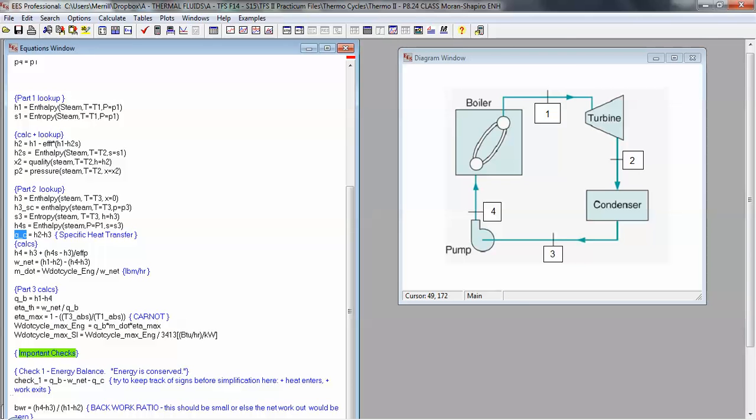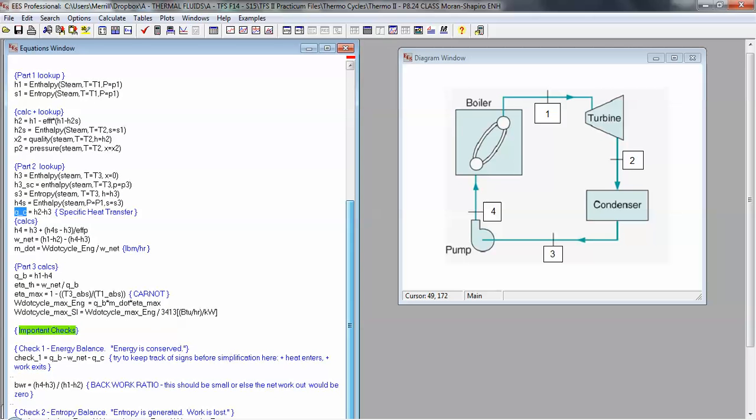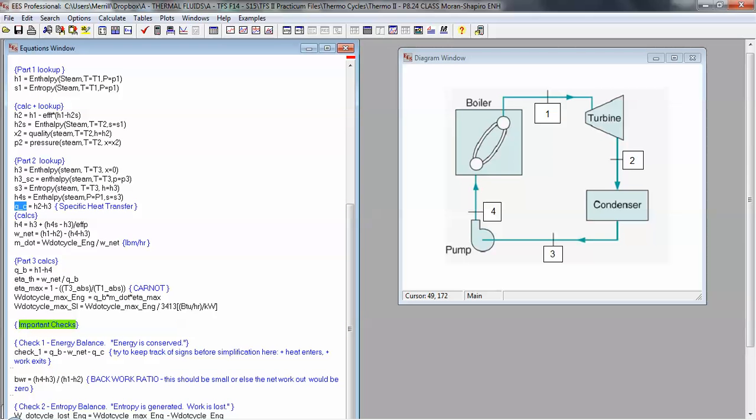Walking down to the next line, H4, using the efficiency of the pump equation, the work net, recognizing that the specific work would be the work output from the turbine minus the work input of the pump. So what this H4 minus H3 is. Once again, always in specific work terms. But we can calculate the m dot, the unknown steam flow rate, by taking the given work output and dividing through by the specific work output.